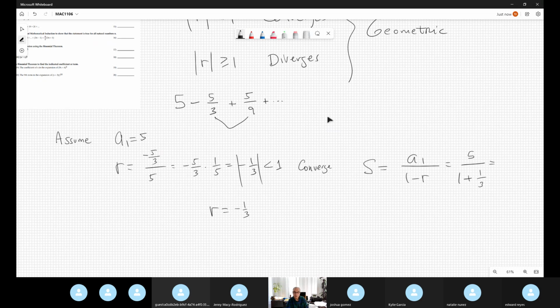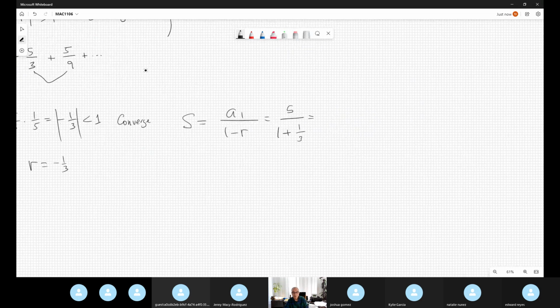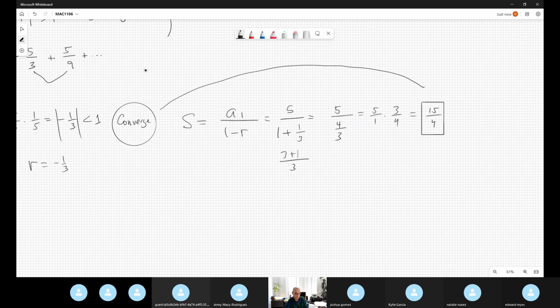So it's 5 divided by 4/3. This is 1. You find LCD is 3. 3 plus 1 is 4, no? And now 5 over 1 times 3 over 4, reciprocal. 15 over 4. That's the answer. That the summation, yes, it's convergent, at what value? 15 over 4. That's the answer.